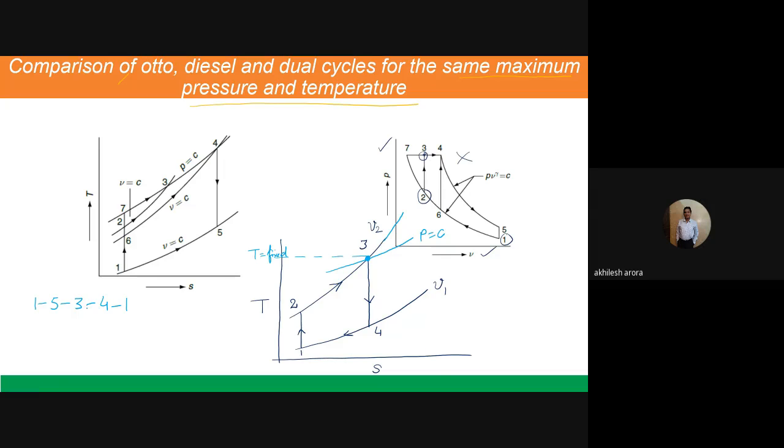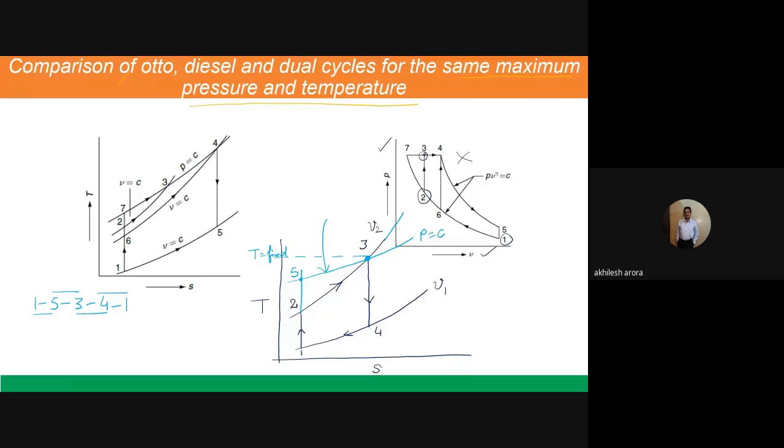So basically I know that process 3 to 4 is already with me, process 4 to 1 is already with me, and process 5 to 3 and 1 to 5, these are the two missing processes of the diesel cycle. Okay, and 1 to 5 is basically the compression process. So how to get this point number 5? I can extend this constant pressure line backwards here. Okay, and I can move upwards here, and I will get the point number 5 here. Okay, this is point number 5. So that is how I can draw the diesel cycle.